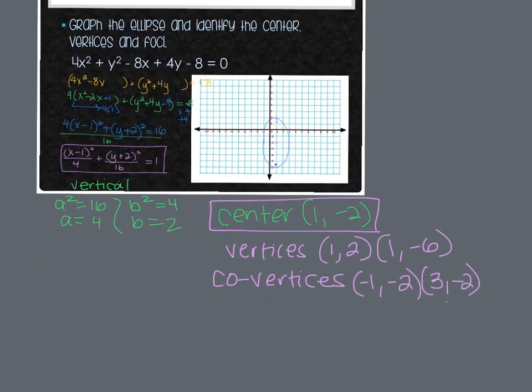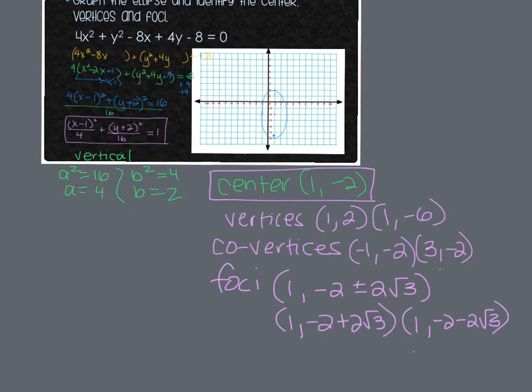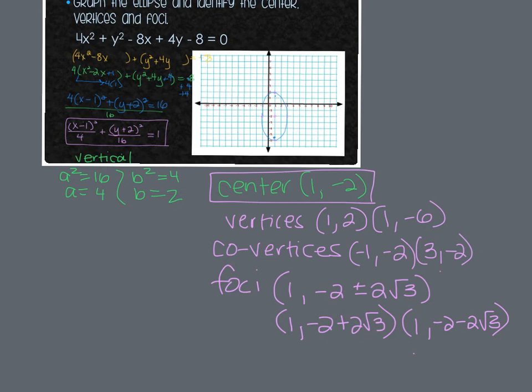And then the last thing is the foci. And that comes again vertical. So I went from (1, -2), and I'm adding and subtracting 2 root 3. So you can either separate it out. I can do -2 plus 2 root 3, -2 minus 2 root 3, or you can write it as plus and minus, as long as it's graphed. Obviously, both of them are graphed. It doesn't matter how you write that.